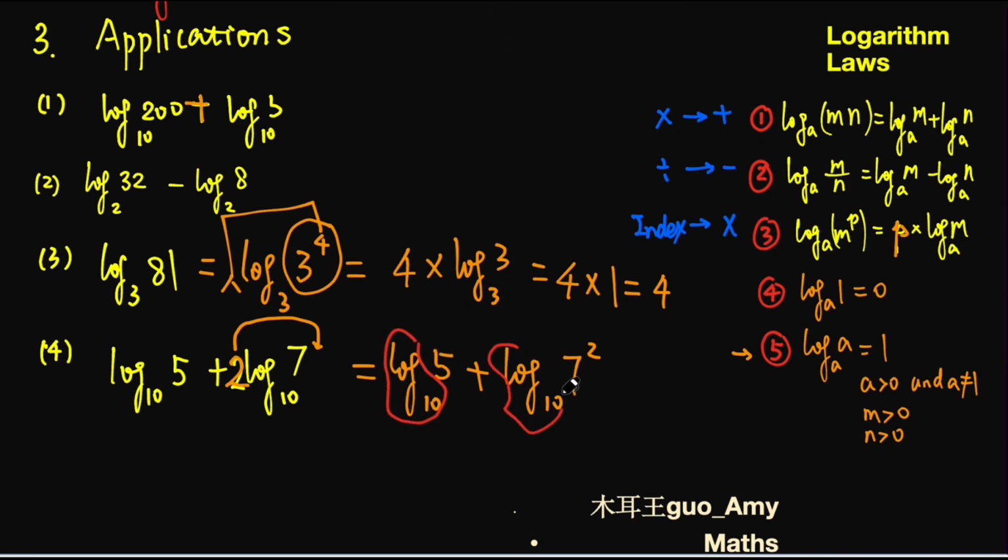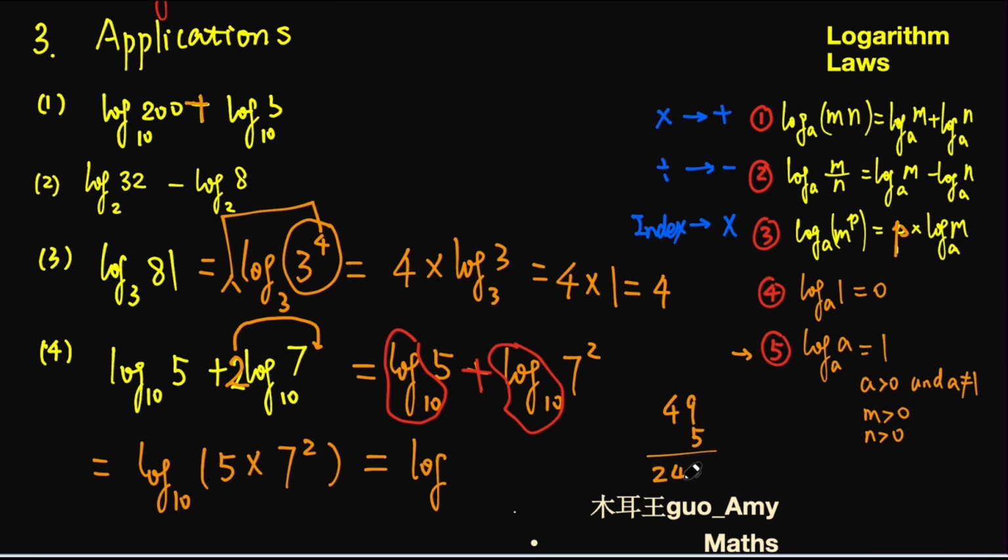Then we have logarithms with the same base, and the operation between them is plus. By using the first law, we will have log to the base 10, and then for these two arguments, we are going to multiply them. Therefore, we have 5 times 7 squared. Then we will have 49 times 5, which is 245. Therefore, the final answer is log 245 to base 10.